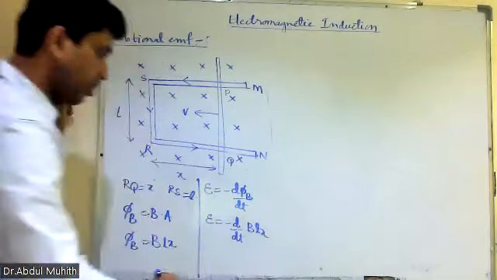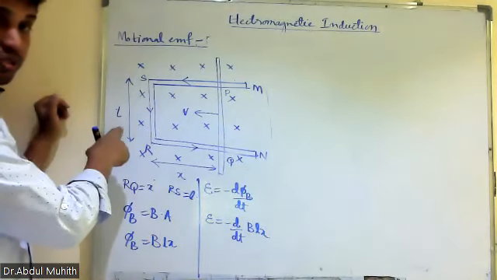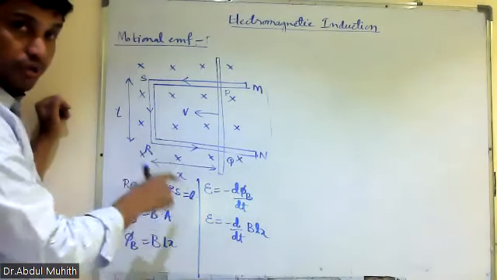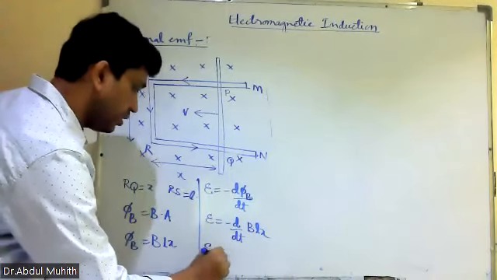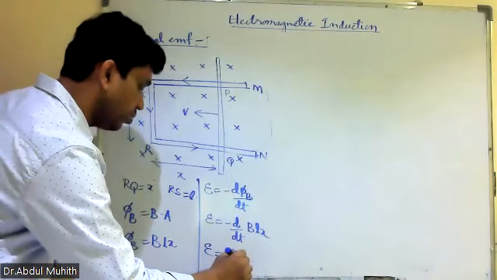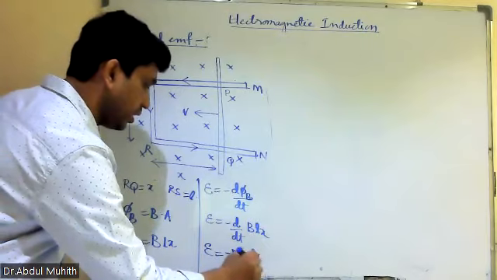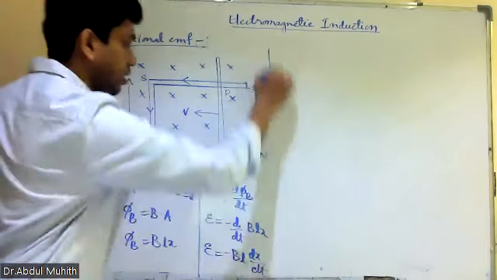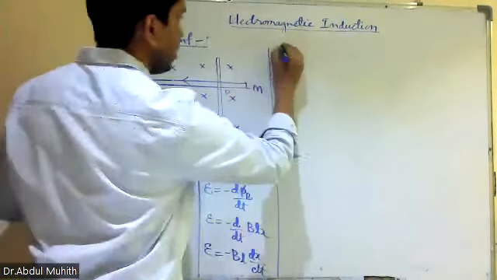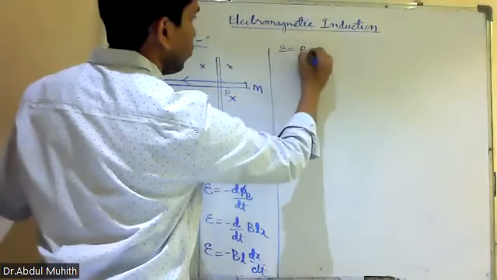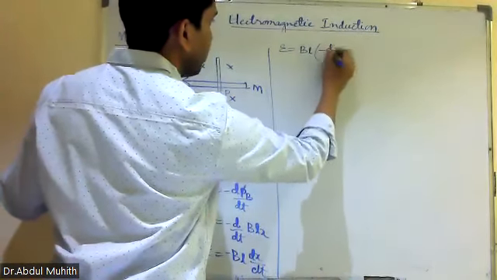But what is variable out of these four? L is not variable. L is constant. Magnetic field is also constant. Only X is variable. So E is equal to minus B into L into dx by dt. I am writing E is equal to B into L, minus dx by dt like this.